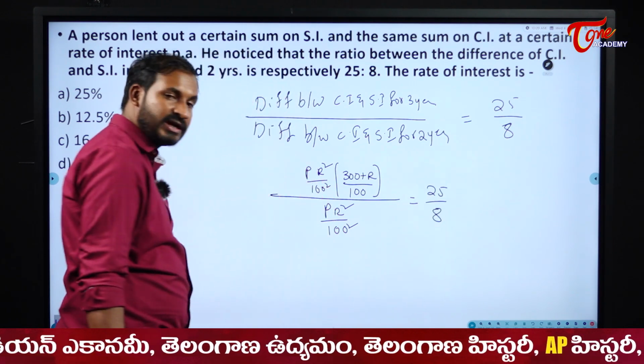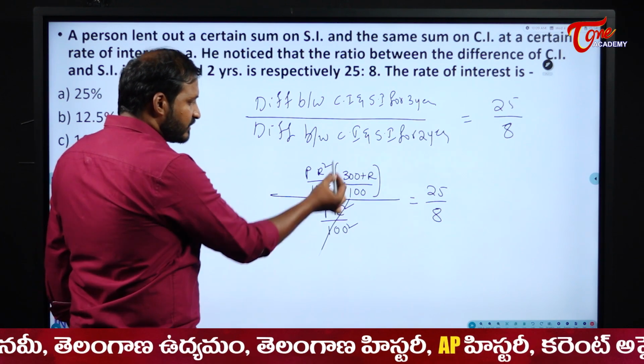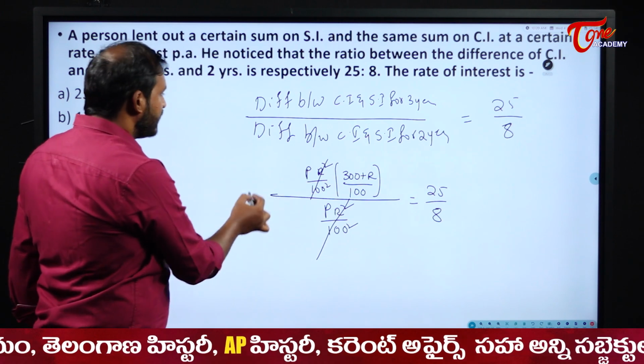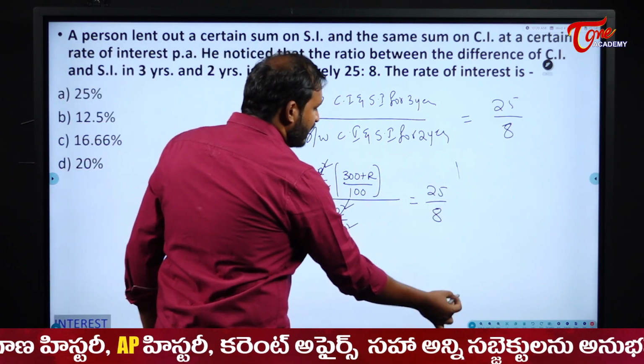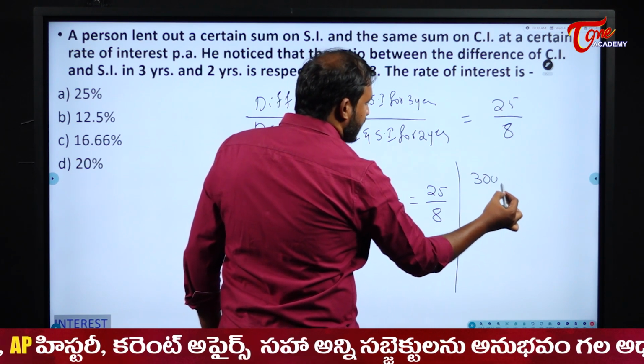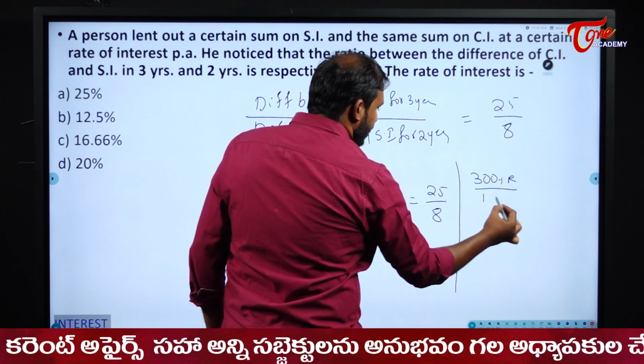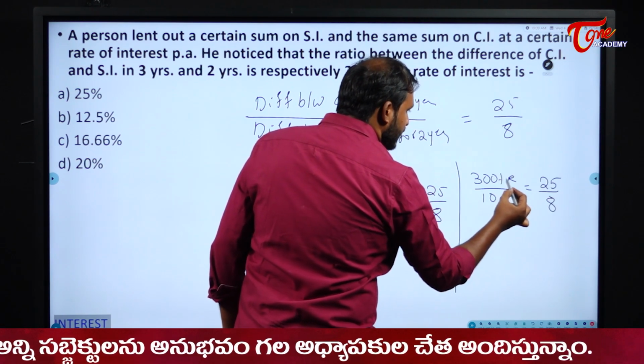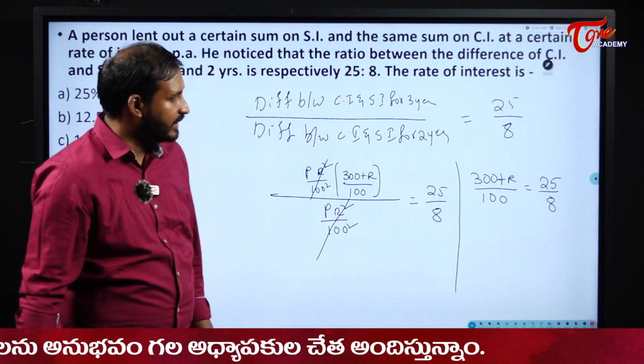This is equal to what? 25 by 8. Now please observe here, PR square by 100 square will get cancelled. So what will I get here at last? At last I will get 300 plus R by 100 is equal to 25 by 8. Now cancel it.